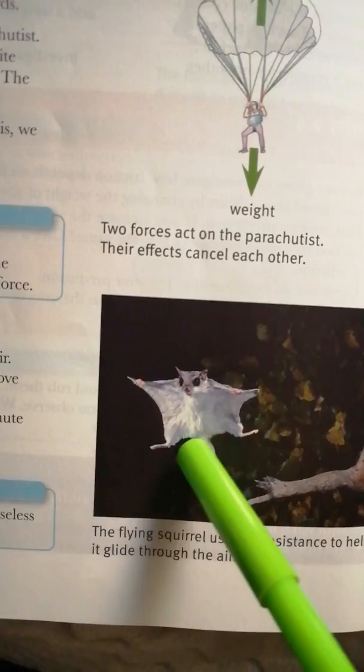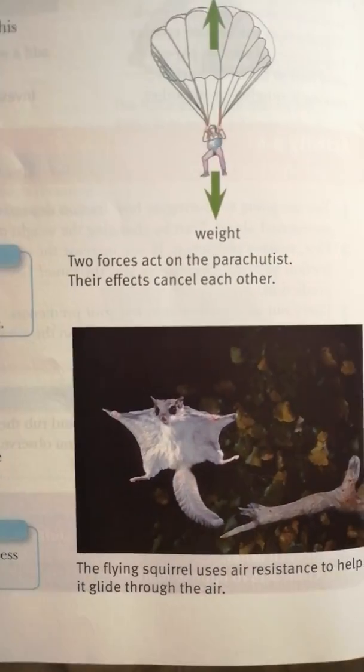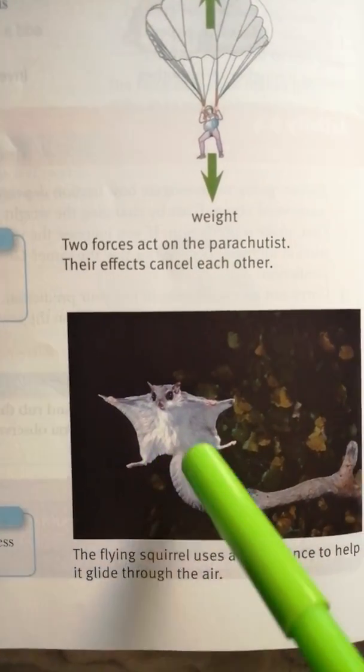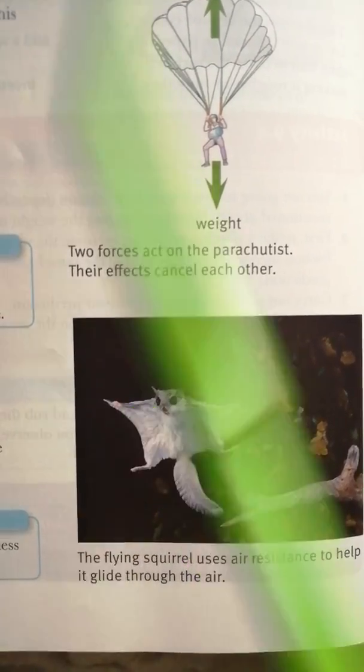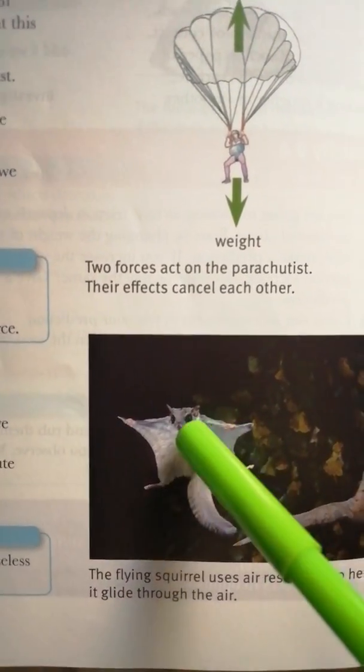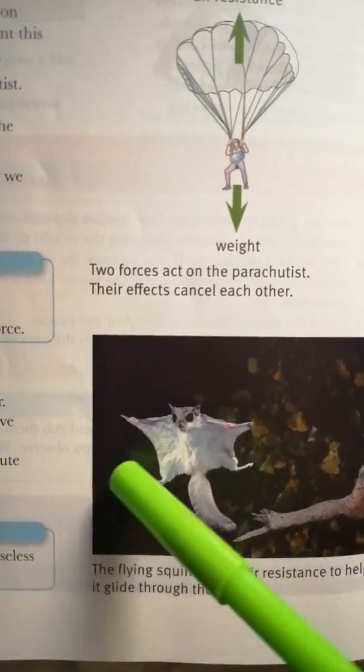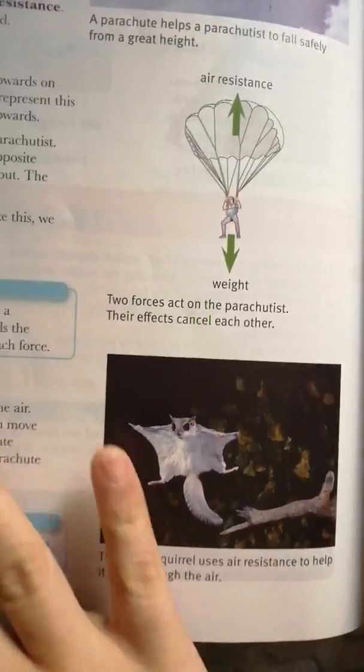these thin skins act like a parachute. The air resistance here helps him glide safely in the air.